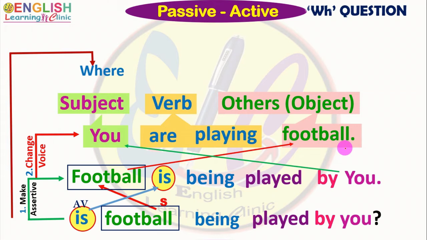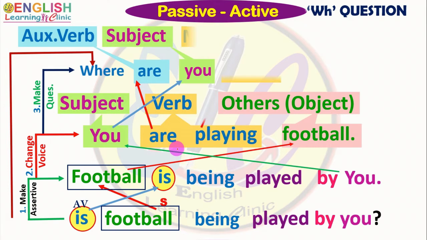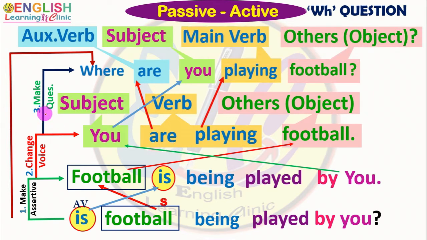Next, make it again question. Change the place of the subject and verb. That is, are will come first. Next, you. Next, the rest part. That is, the answer is, where are you playing football? This is the answer of this question if you are instructed to change the voice of this question.